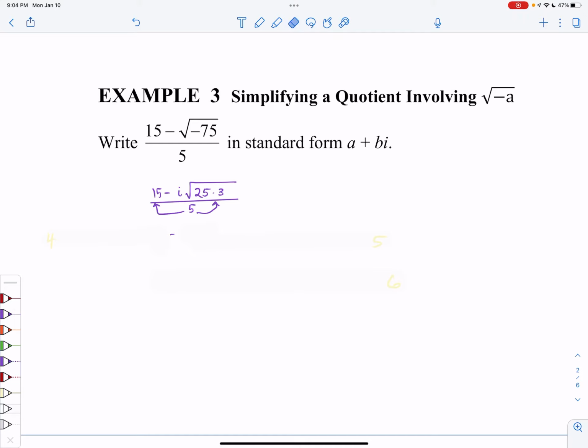So I will have 15 over 5 minus 5i. Where did that 5 come from? Well, the square root of 25 is 5. So 5i root 3 over 5 because I'm sharing that common denominator. Now what we can do is we can reduce both fractions. So you reduce the first fraction and you're going to get a 3. And when you reduce the second fraction, remember you're allowed to divide outsides times outsides. So the 5's here are going to cancel, leaving me with just an i root 3.